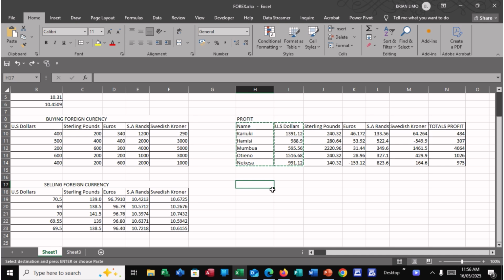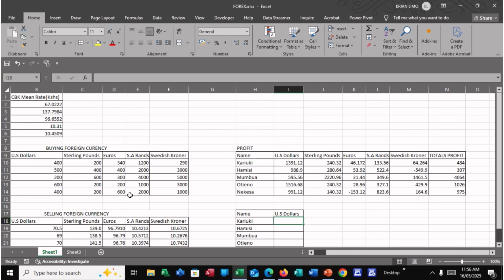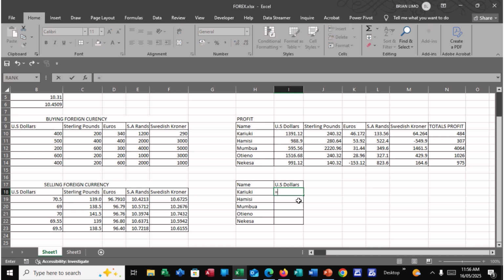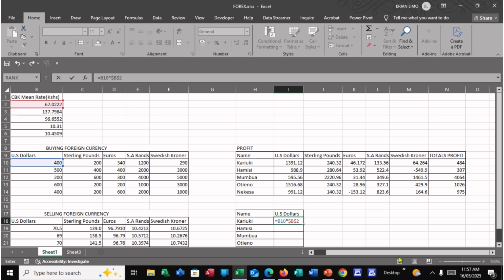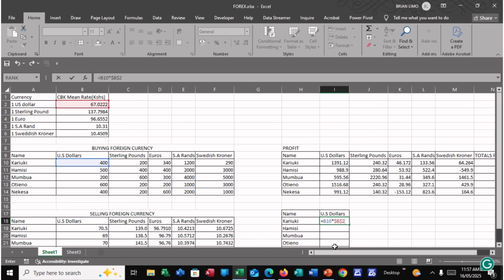So buying the US dollar by each trader. I can copy all of this one first before I move there, then paste it here. So the cost incurred in buying the US dollar is equal to how many US dollars? 400 multiplied by dollar sign, the dollar sign equals 2. Yes, that was the rate for the US dollar. That is okay. So the cost incurred by each trader is this one.